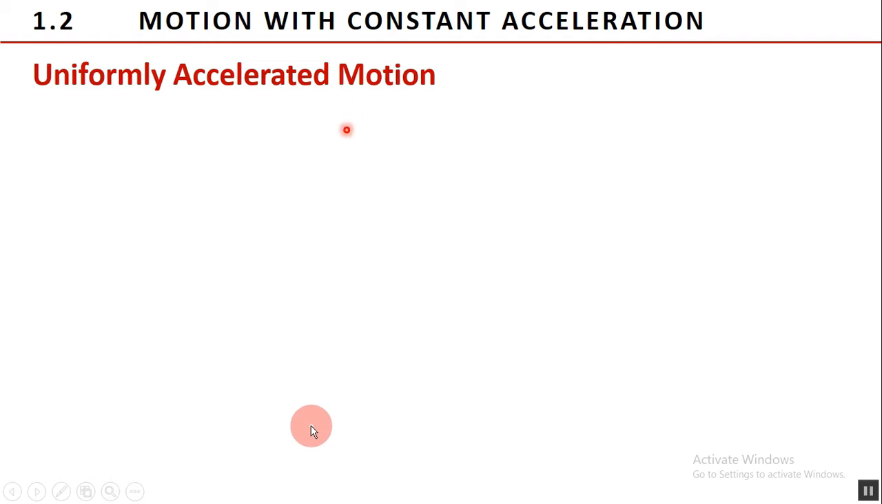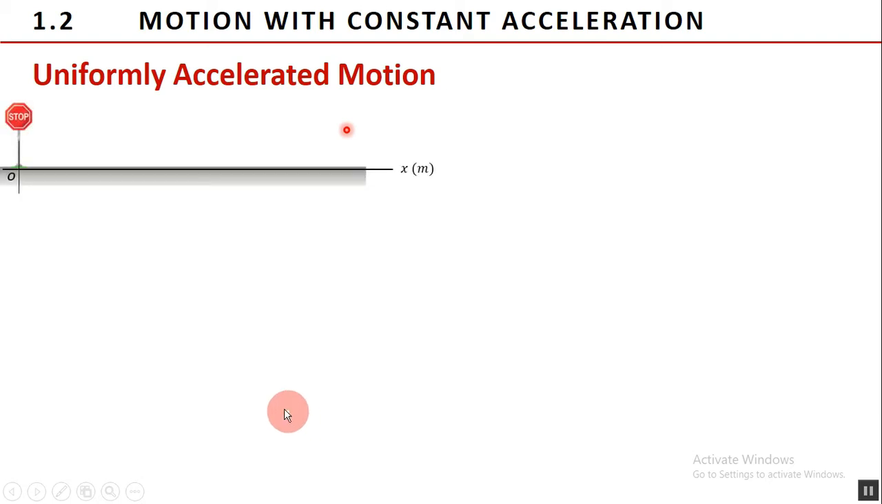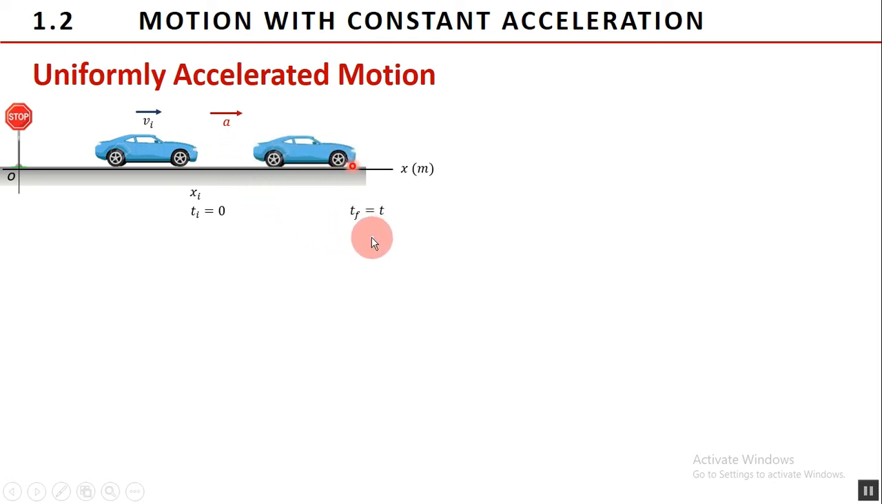To begin with the anatomy of equations for uniformly accelerated motion, let us consider again a car in which, initially at time t sub i which is 0, it has an initial position x sub i from the stop sign as origin and moving towards positive x-axis at a velocity of v sub i. Then the car speeds up with constant acceleration a. At later time t sub f, its position is at x sub f with a final velocity of v sub f. Now this is where the story begins.